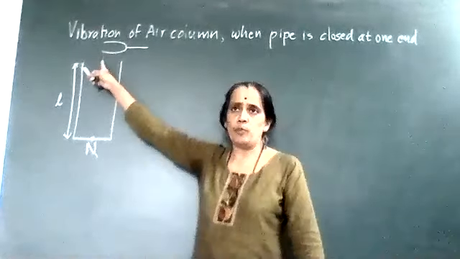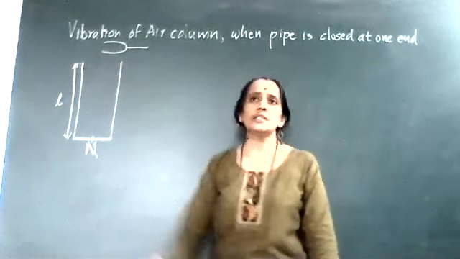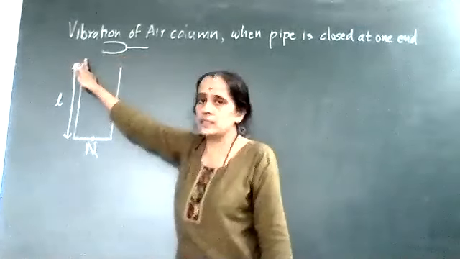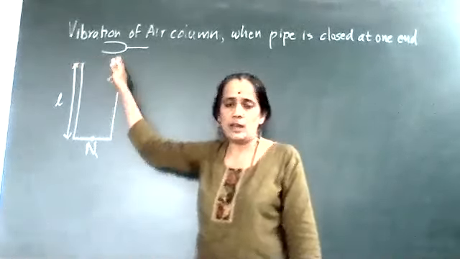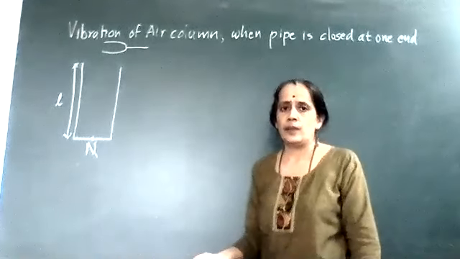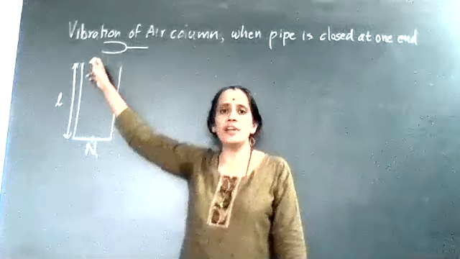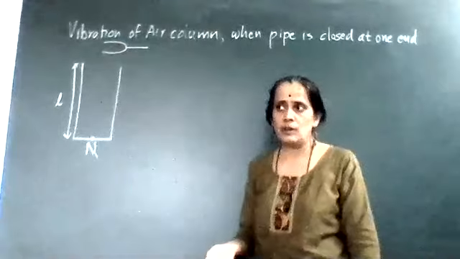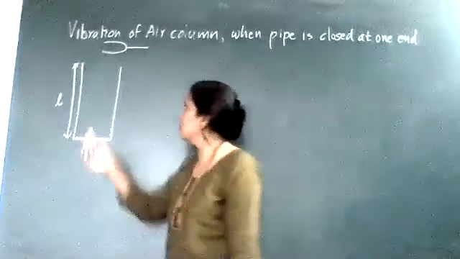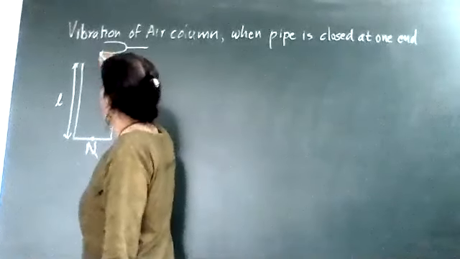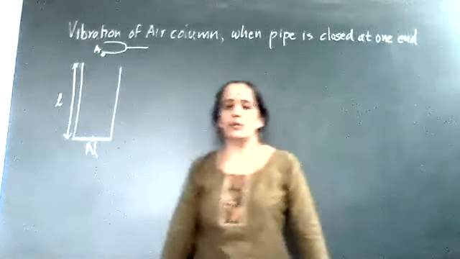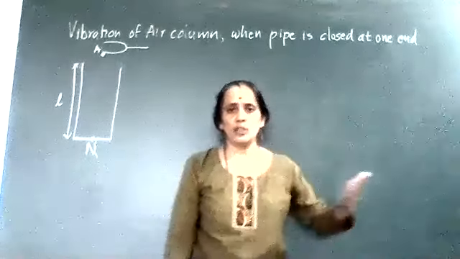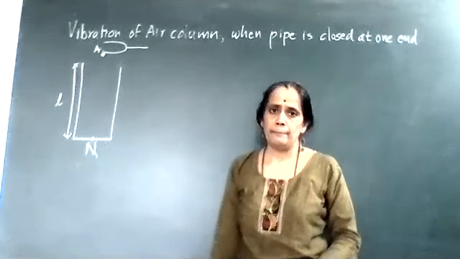While at the open end, what is the situation? Air particles are present, and these air particles, which are nearer to this open end, are free to vibrate. And when these air particles are free to vibrate, they will vibrate with maximum amplitude. And when they vibrate with maximum amplitude, at the open end there is a formation of an antinode. Antinode is formed means what? The vibration amplitude is maximum. Clear?